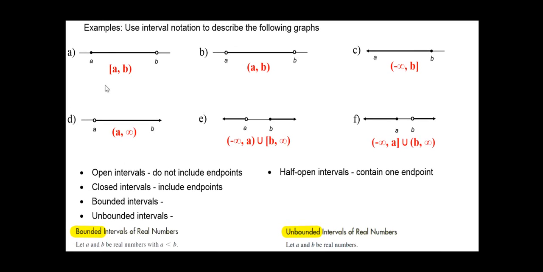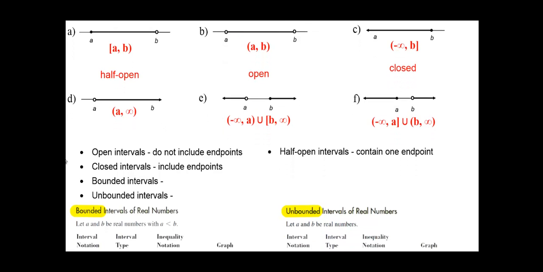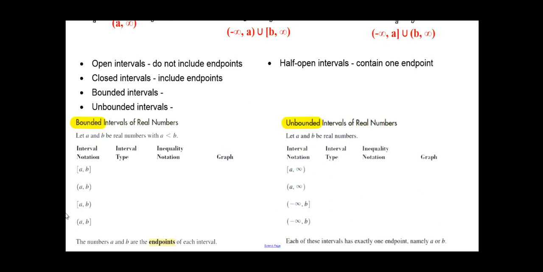Well, if we look at interval A, we have one endpoint included and one is not included. So it only includes one endpoint, so that's going to be a half-open interval. On letter B, neither endpoint is included, so that would be considered an open interval. And then on letter C, it includes endpoint B, so that would be considered a closed interval. So that's open and closed. Let's take a look at what other kinds of intervals we might have.